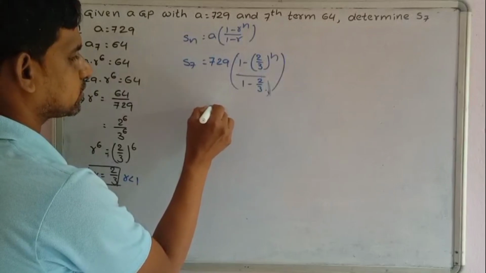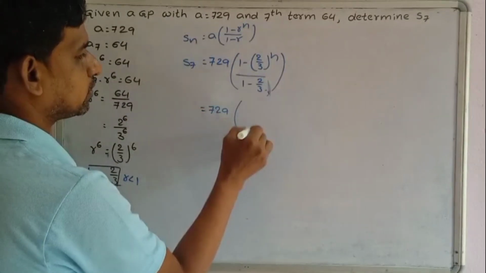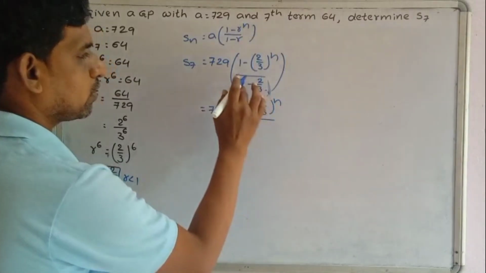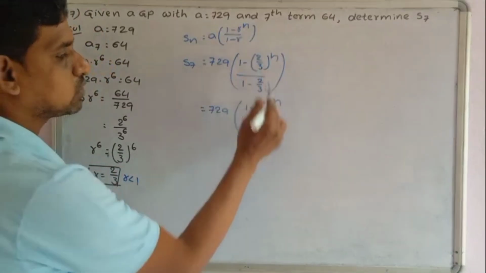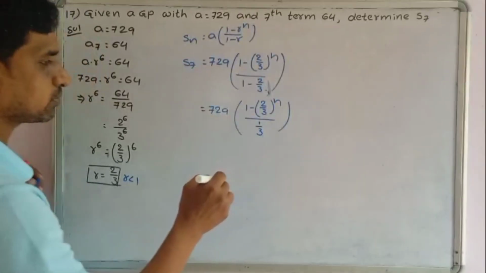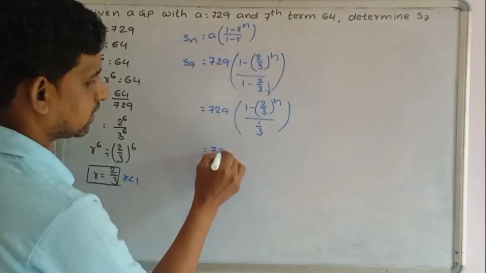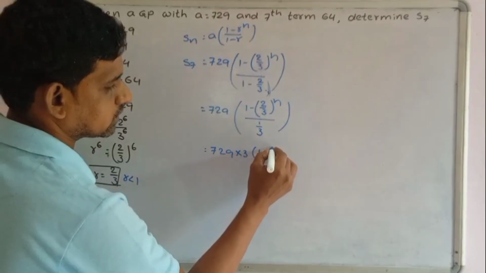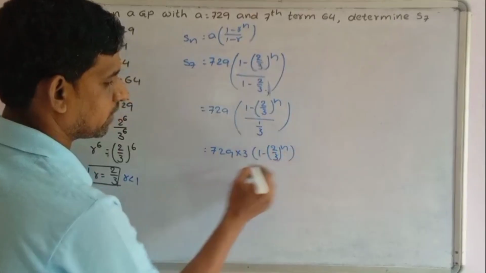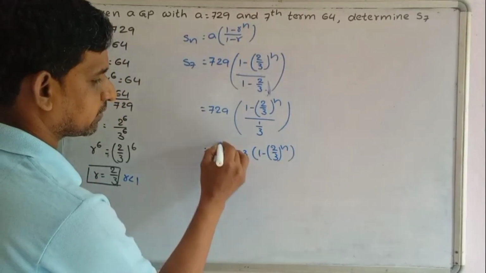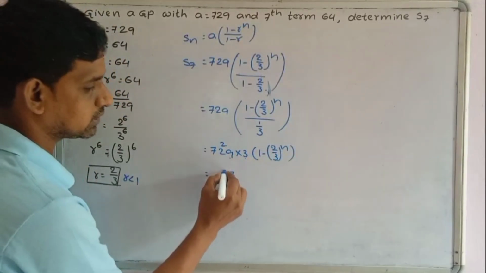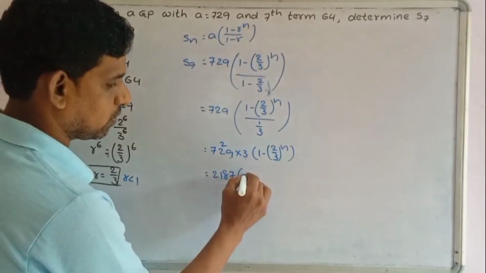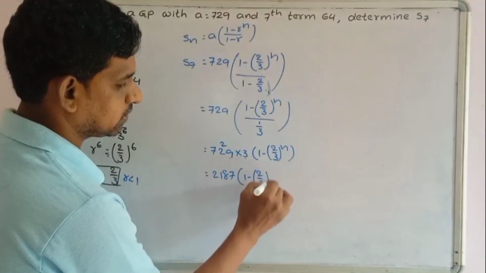That equals 729 into 1 minus (2 by 3) whole power n over 1 minus 2 by 3. 3 ones are 3, 3 minus 2 is 1 by 3. That equals 729, the 3 transposes to the numerator, multiply with 3. So 1 minus (2 by 3) whole power n. 3 9s are 27, 3 2s are 6, 6 plus 2 is 8, 3 7s are 21. So 2187 into 1 minus (2 by 3) power n.